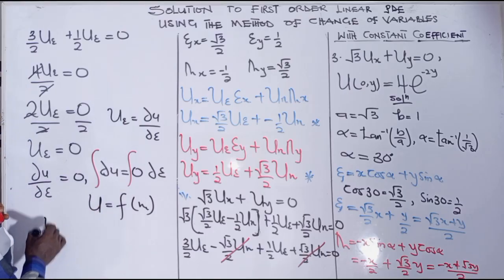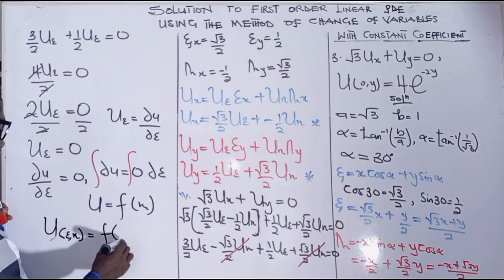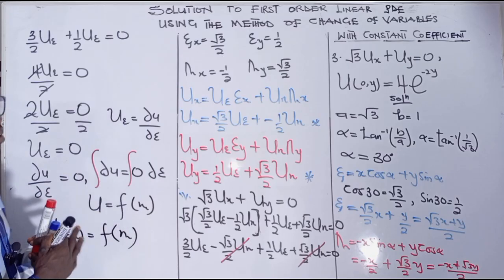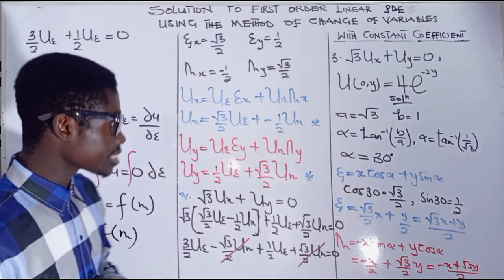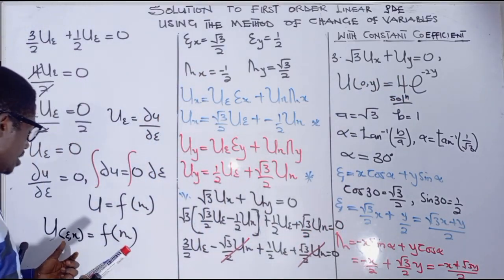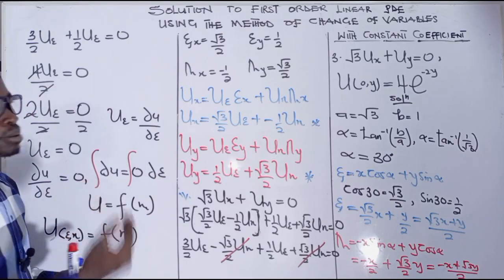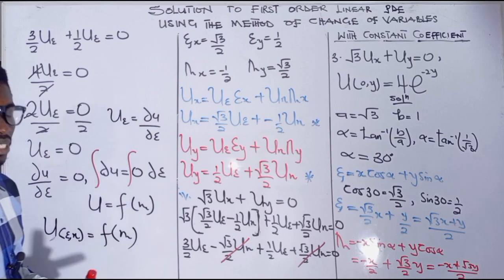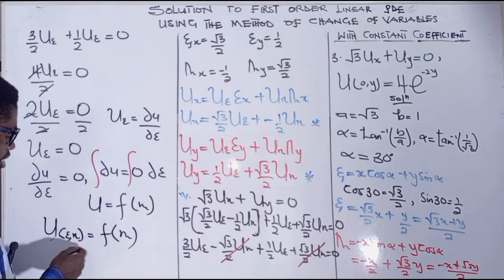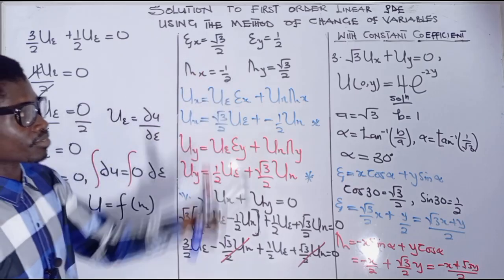So we know that our general solution, which is in terms of ξ and then η, is equal to a function of η. But remember that the question was given in terms of x and then y, and then we changed the variable from x and y to ξ and then η. So we have to return our variables back to our original variables, that is x and then y back. So we are going to change ξ and η to x and then y. Let's continue from here.